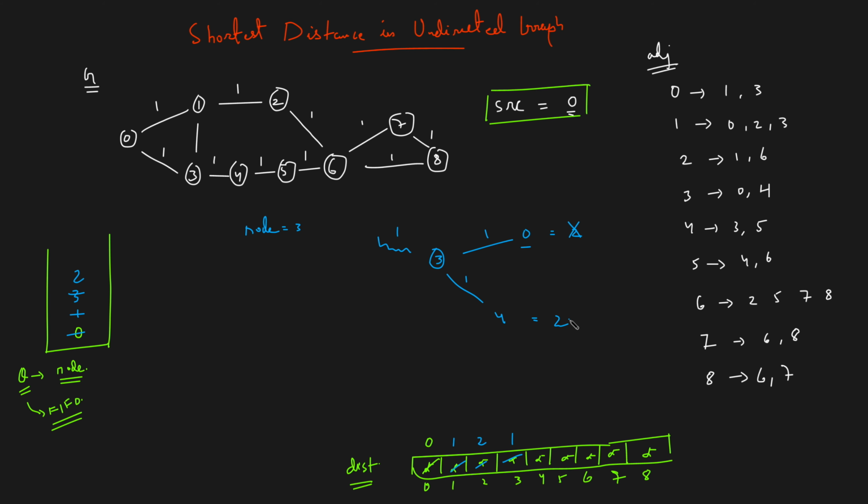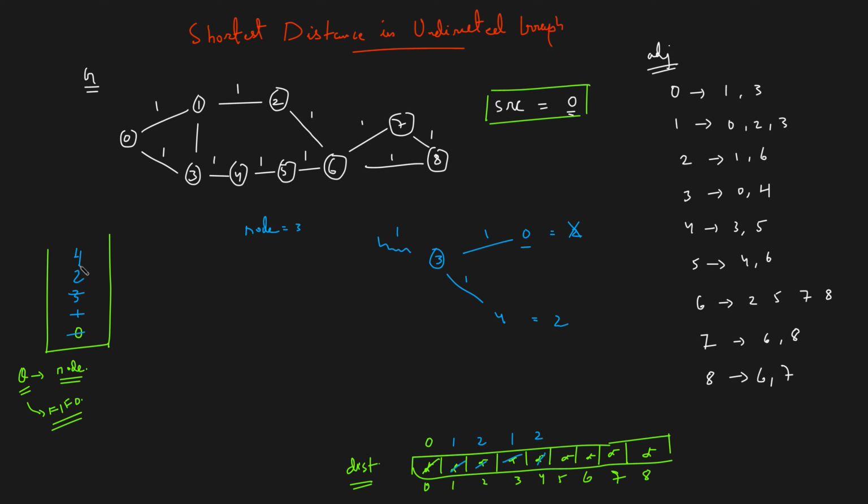Now will you take this into consideration? Yes, you will, because to reach 4, you were previously taking infinity. Now you are taking the distance 2. So let's take this into consideration. And whenever you take something into consideration, put that into your queue data structure. So you did put 4 into your queue data structure.